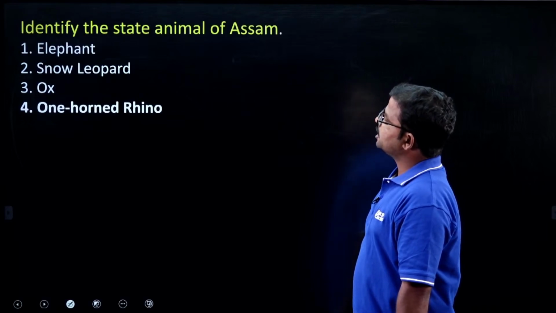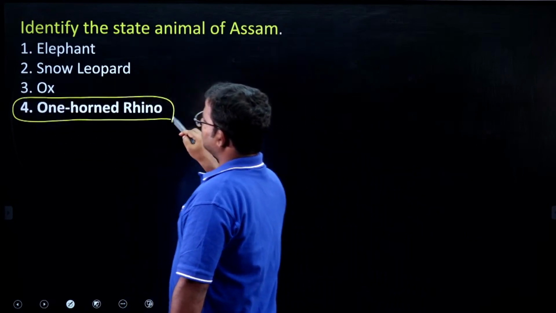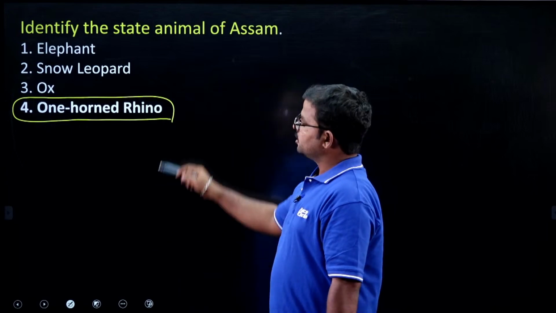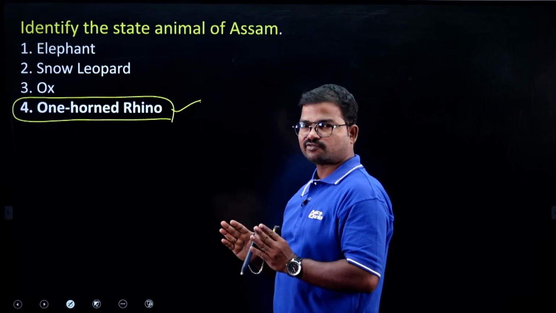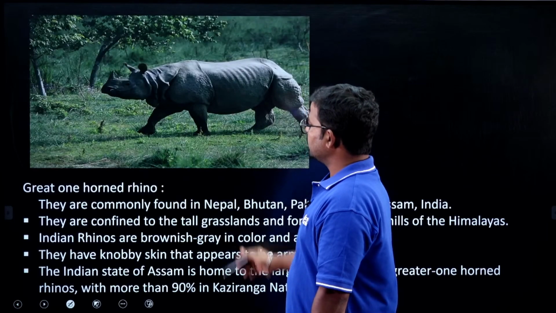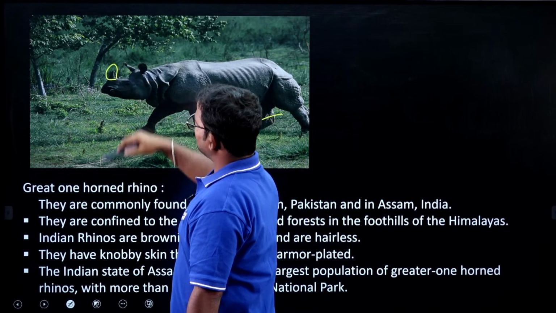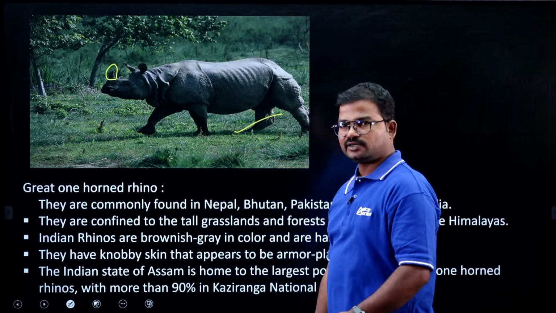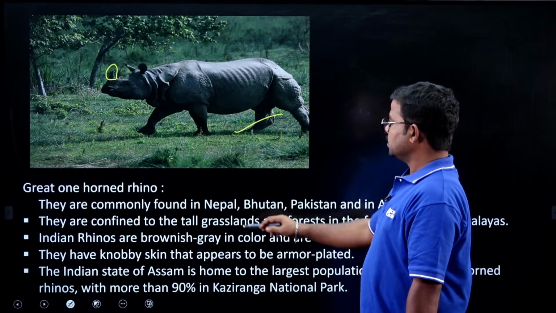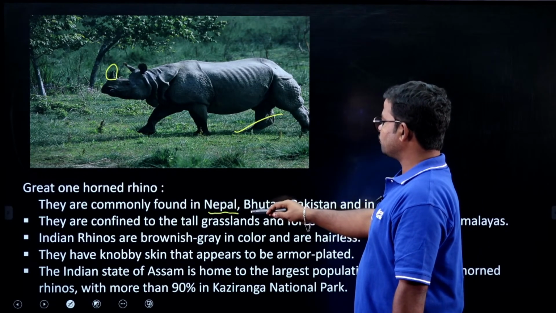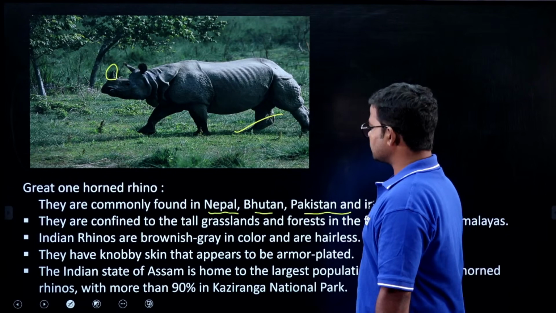Next one, identify the state animal of Assam. So we already know, it is the rhinoceros, no? Okay, so the one-horned rhino is majorly observed in the locality of Assam. This is a horn, no? This is the one-horned rhino. Most of the rhinoceros in India we observe in Assam. Not only that, commonly we find it in the region of Nepal, Bhutan, next to Pakistan, and in India, Assam also, right?